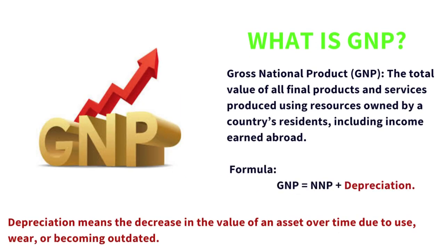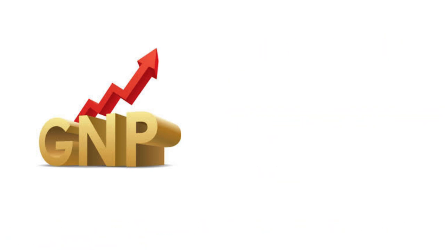Next topic is what is GNP. GNP, its full form is Gross National Product. The total value of all final products and services produced using resources owned by a country's residents, including income earned abroad. It is called GNP. Its formula: GNP equals NNP plus depreciation. Here a new keyword, depreciation. It means the decrease in the value of an asset over time due to use, wear and becoming outdated.